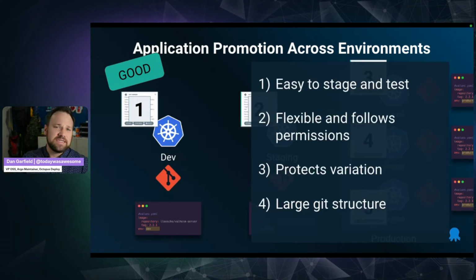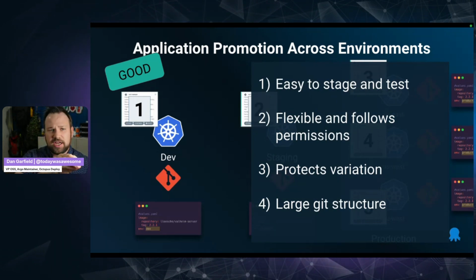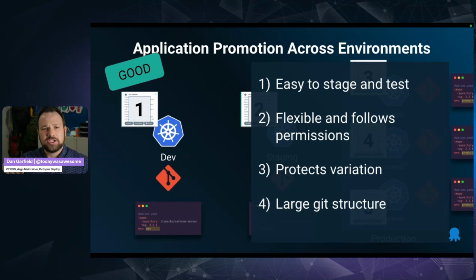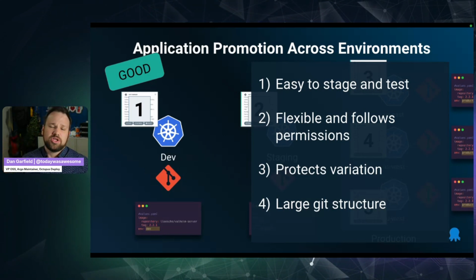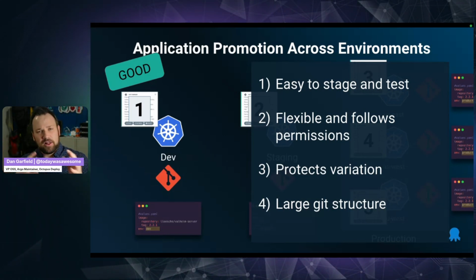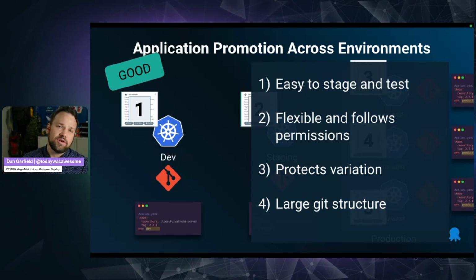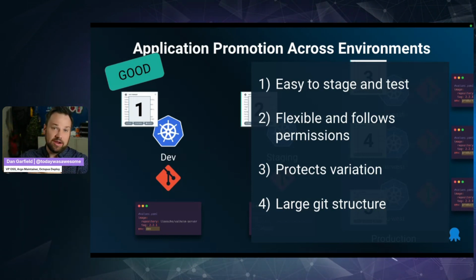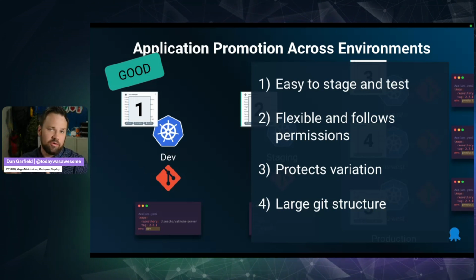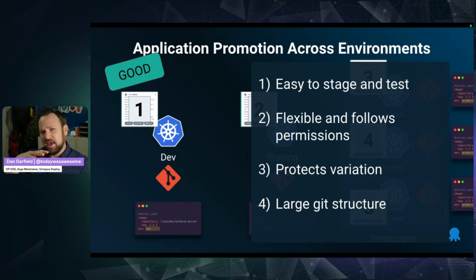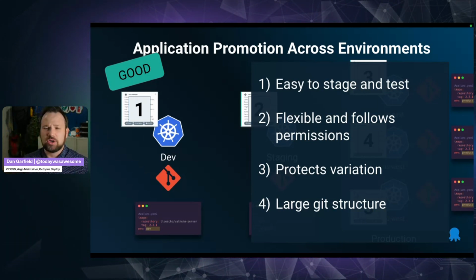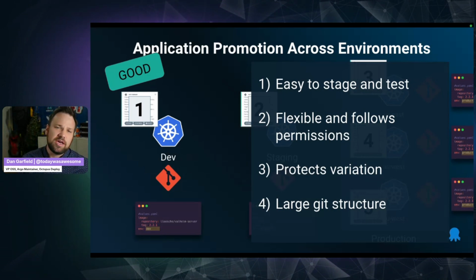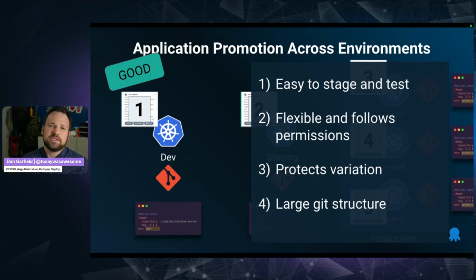This is easy to stage and test because you make one Git change to dev. When you're ready, you make another Git change to staging. When you go to production, you make another Git change to production. This is flexible. It follows permission structures as well. So for example, I might have the permission to push directly to dev, but not to prod because I don't have access to that Git folder or that Git repo to do write access directly. It needs to go through a pull request. So this is nice because it kind of respects the Git structure. It also protects variation because you have different sources of truth between these different applications.